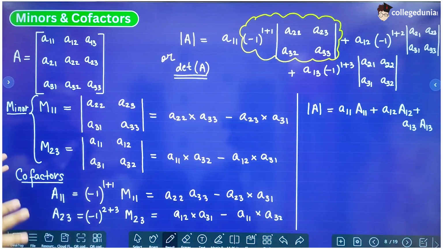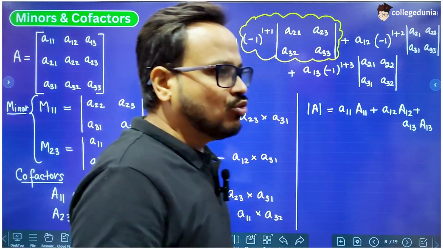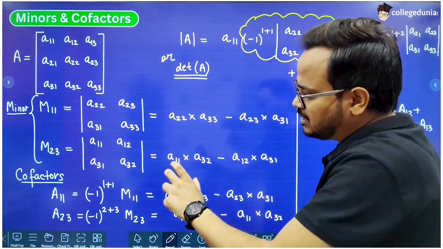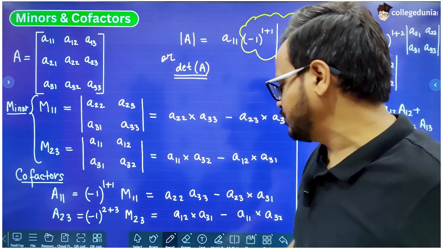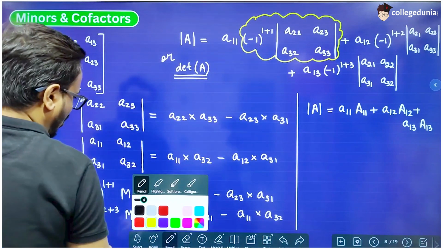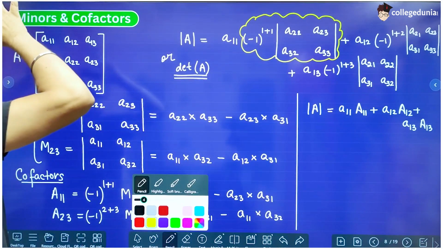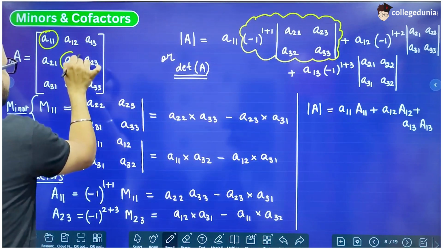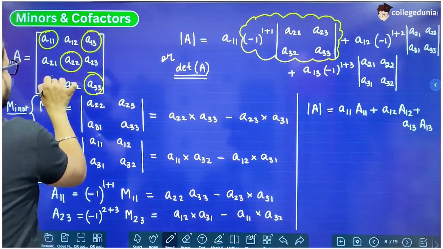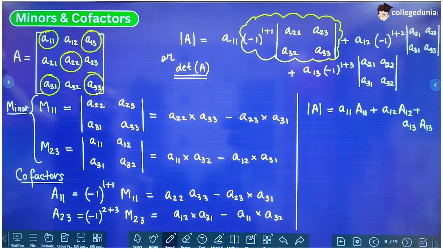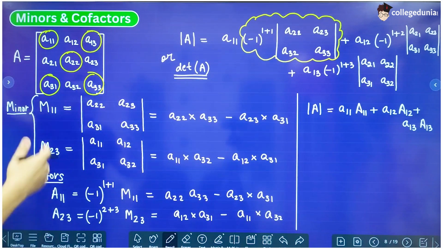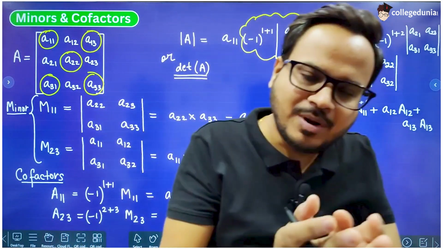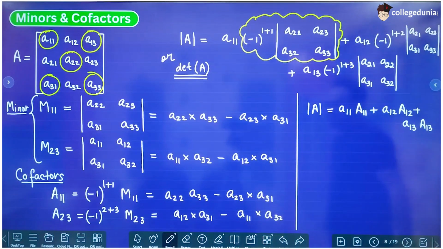So minors and cofactors are equal for those elements whose sum of indices is even, because then you will get -1 to the power an even number, which is +1. So minors and cofactors of the elements which are present at the diagonal are equal. This and this will have minors and cofactors equal, and the rest of the elements will have minors and cofactors equal in value but opposite in sign.